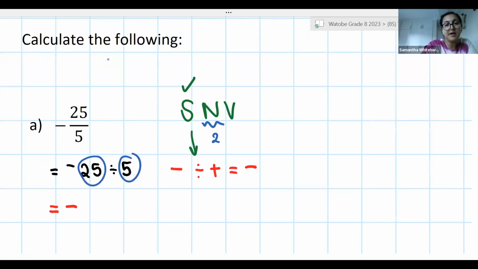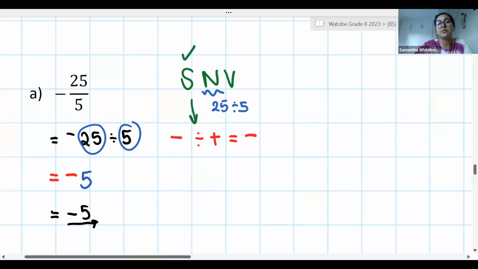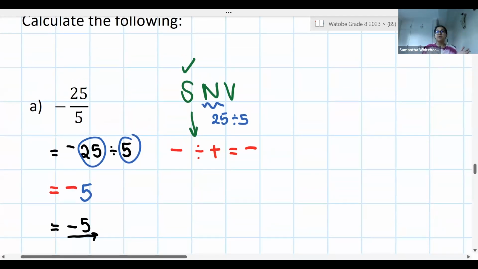25 divided by 5. And we know that 25 divided by 5 is 5. And so because we had a negative divided by a positive and 25 divided by 5, my final answer here is negative 5. So guys, the same rules apply for division. Nothing changes when we get to division. What we just need to be mindful of is the fact that we are now doing division. We are no longer multiplying. So our answer should be somewhat smaller. So we are working out how many groups of 5 make up 25.